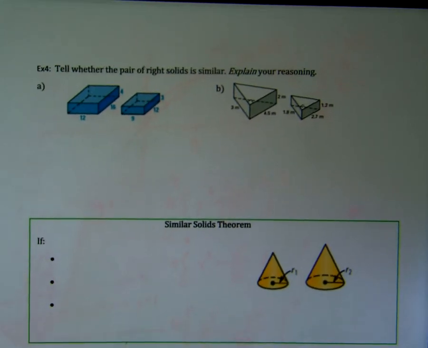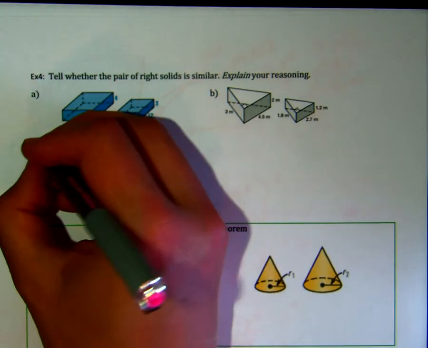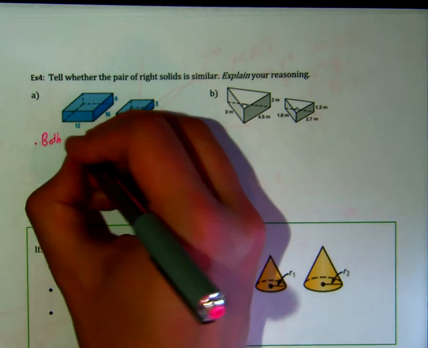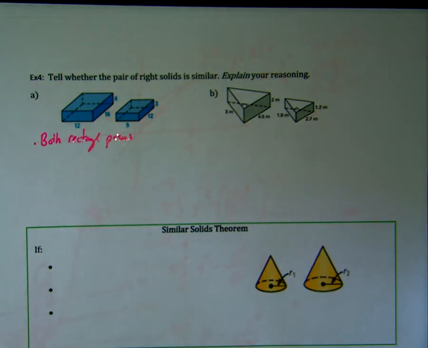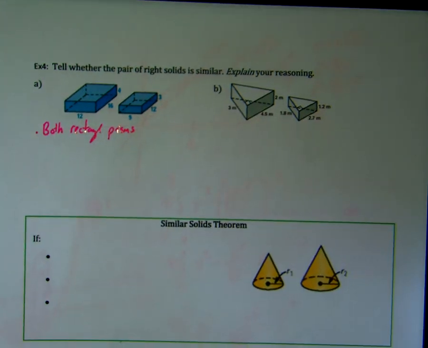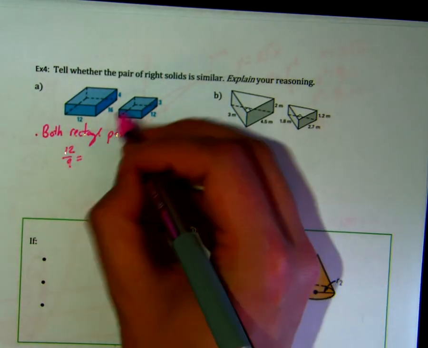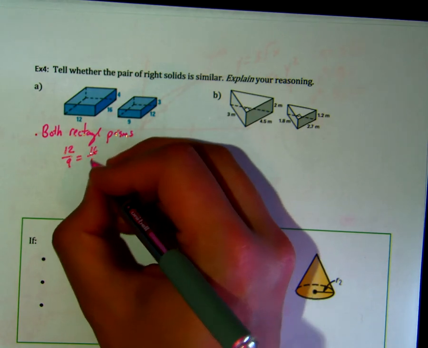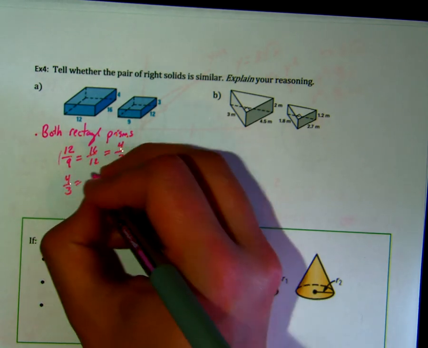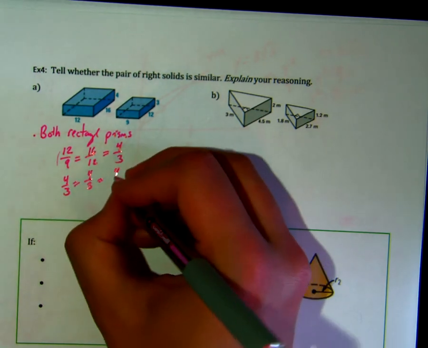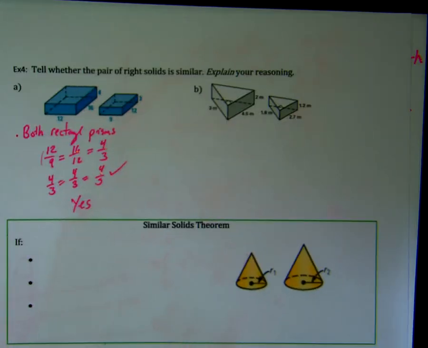So, tell whether the solids are similar, explain your reasoning. So we're checking two things. One, are they the same shape? So this thing here, yes, these are both rectangular prisms. Okay? And then the other part would be to check the ratio of all the linear measurements, so the length, the width, and the height. So the ratio of the widths is 2 to 9. The ratio of the lengths is 16 to 12. The ratio of the heights is 4 to 3. So these are reduced by a factor of 3. These are reduced by a factor of 4. These things are all the same. So this one is yes. So they are the same shape, and all of the linear measurements have the same ratio.